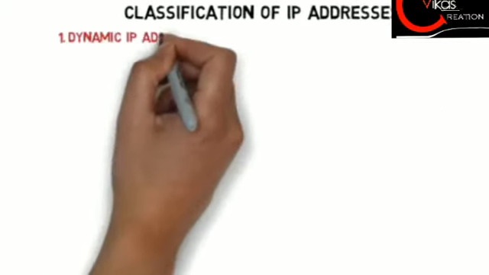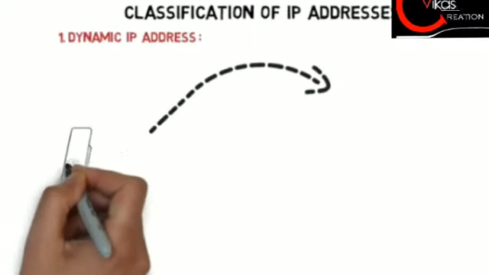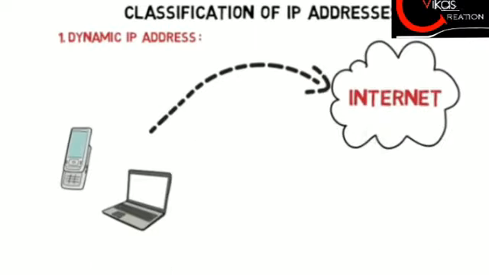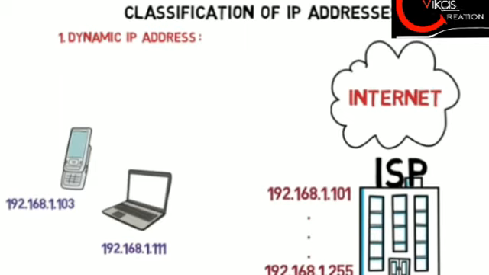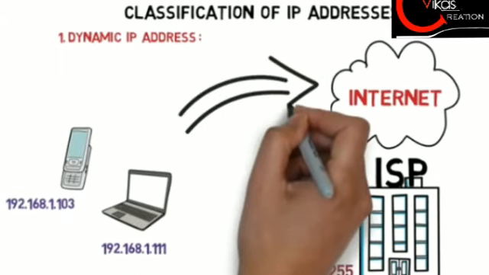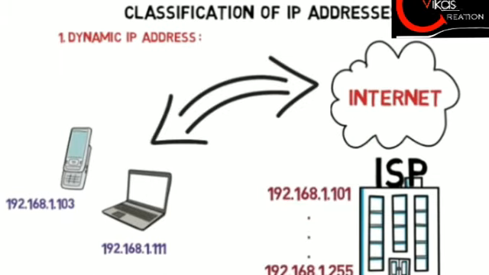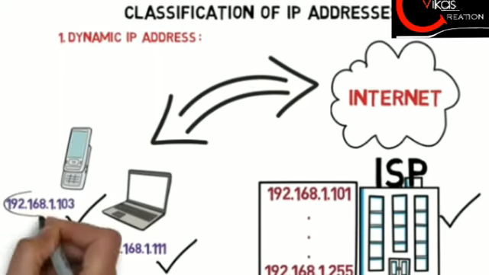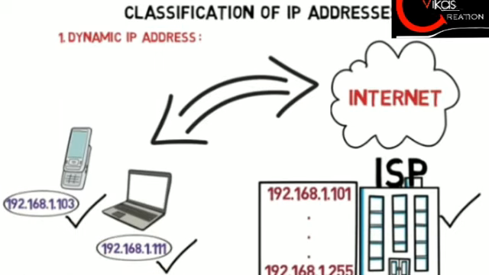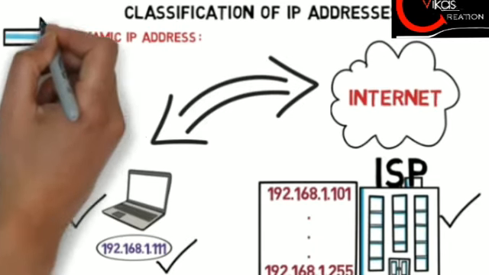Starting with dynamic IP addresses. When you connect your device like a smartphone or computer to the internet, the internet service provider provides you an IP address from the range of available IP addresses. Now, your device has an IP address, so you can connect your device to the internet and send and receive data to and from the computers on the internet. Next time you connect your device to the internet, your internet service provider provides you some different IP address, but from the same available range. Since the IP address keeps on changing every time you connect your device to the internet, such IP addresses are called dynamic IP addresses.